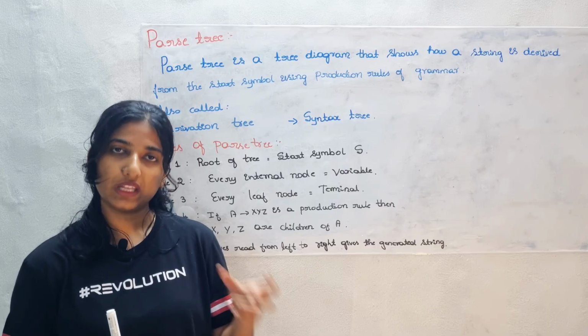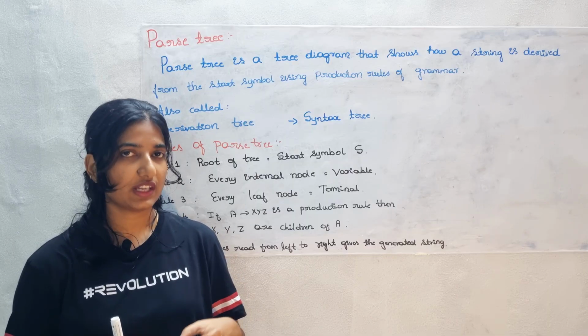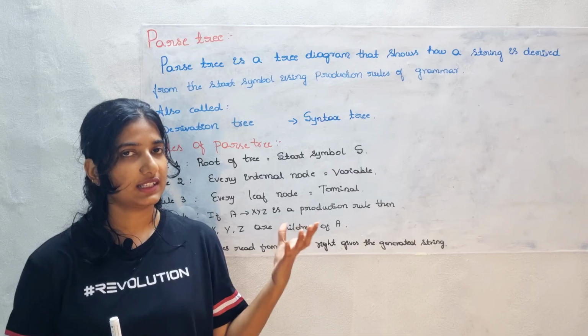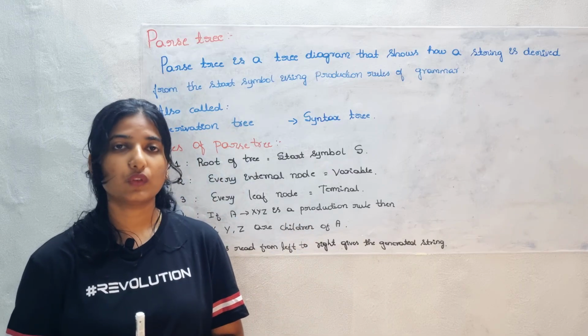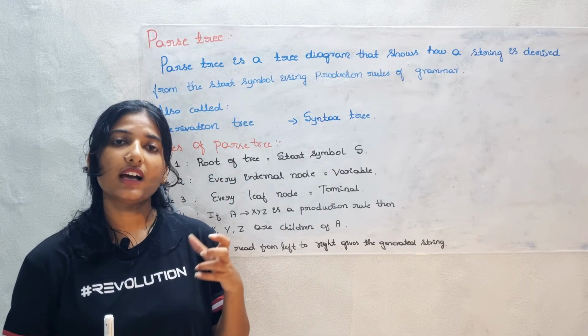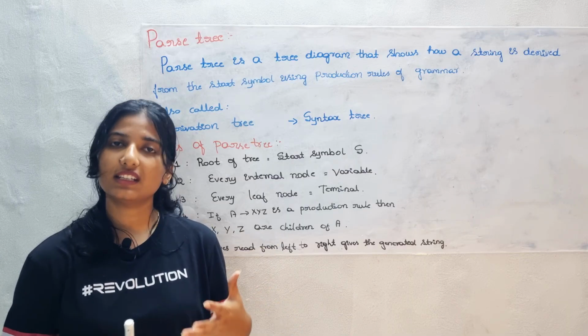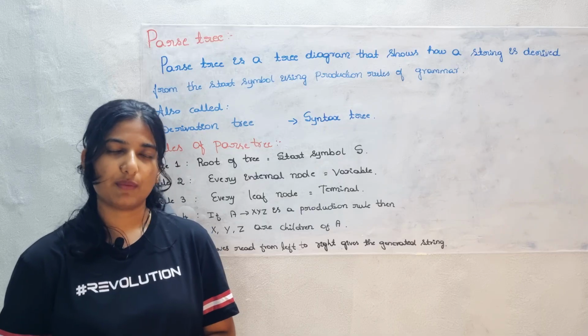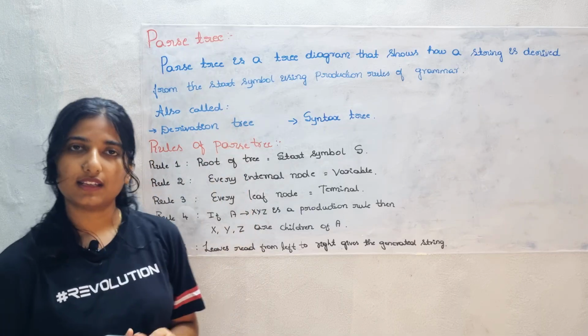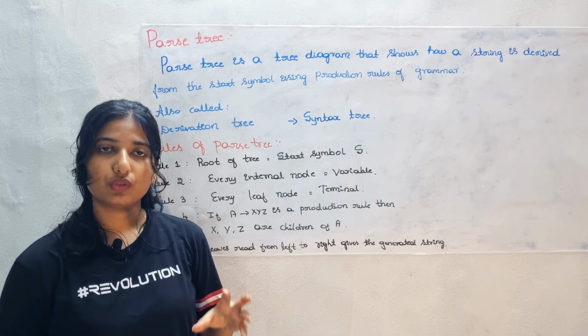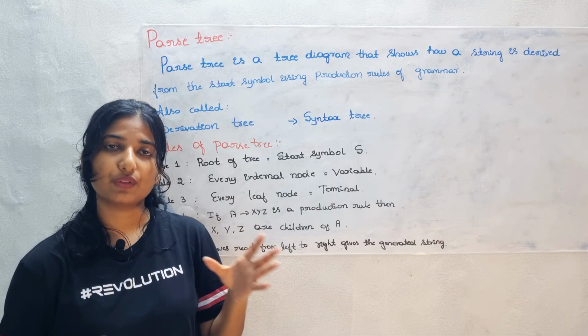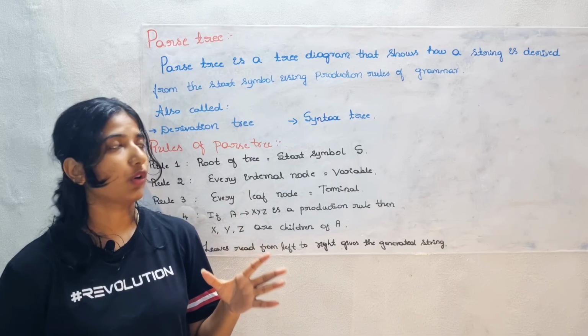In the previous video we learned derivation. We replaced variables using production rules and we finally got the string, right? So today what we are going to do is derive the same derivation in the form of a tree diagram. The tree diagram is called a Parse Tree, okay? So we are writing the derivation in the form of a tree diagram.